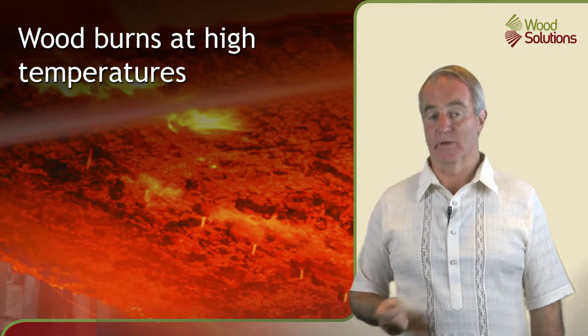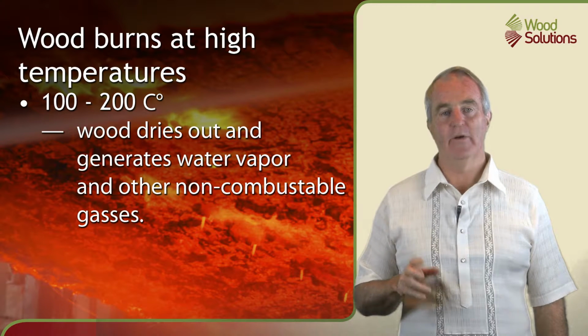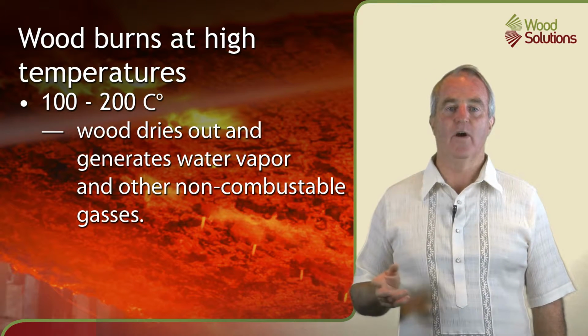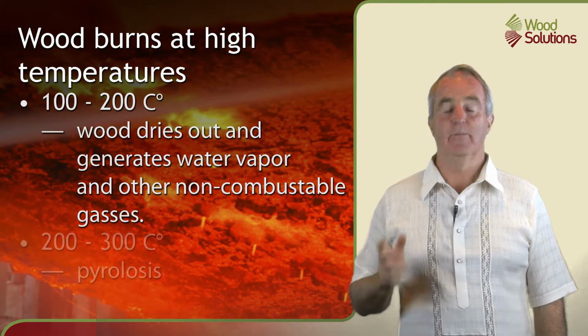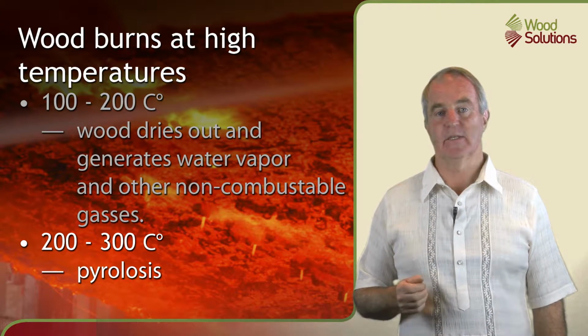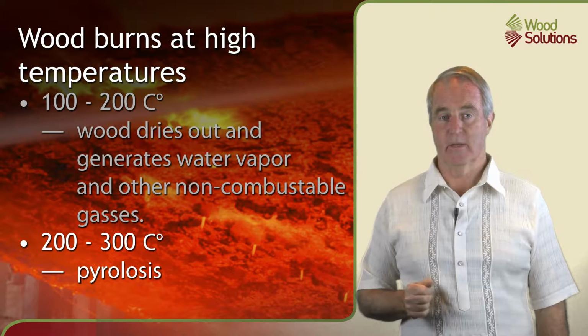Wood burns at high temperatures. However, the wood also changes as its temperature rises high enough for it to burn. Between 100 and 200 degrees C, wood dries out and generates water vapour and other non-combustible gases. Between 200 and 300 degrees C, some wood components begin to undergo significant pyrolysis.